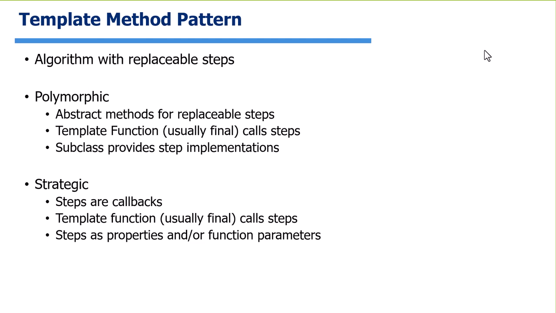Let's say it's a linked list. You might say, go to the next, go to the next, go to the next, and so on. But there's still some stuff that you want to do at each node that's different. And so you can pass in the functionality that's going to be different.